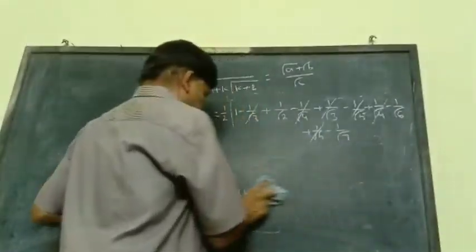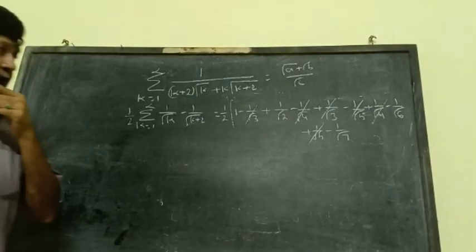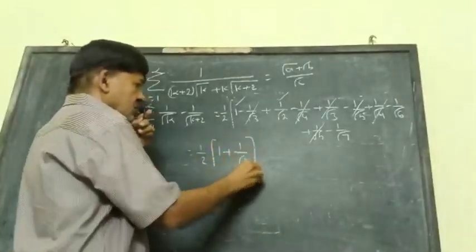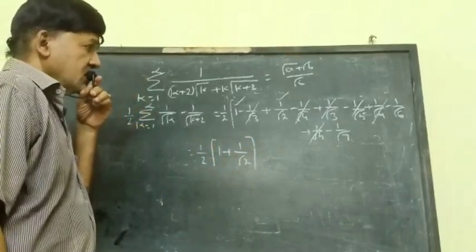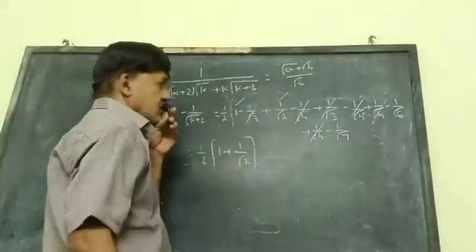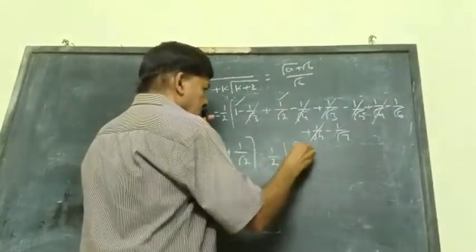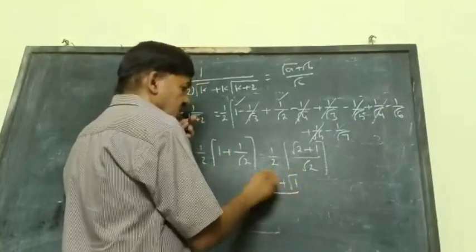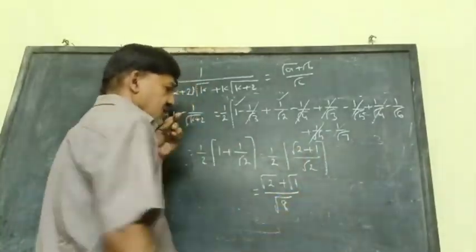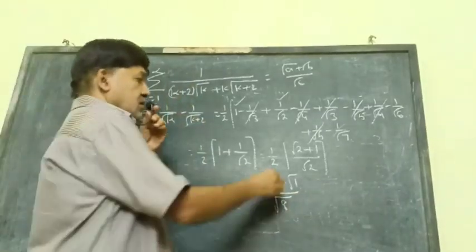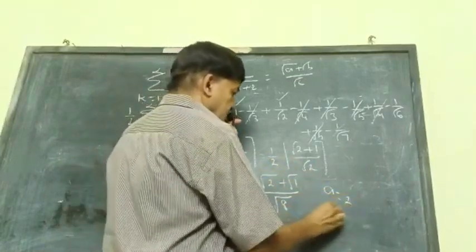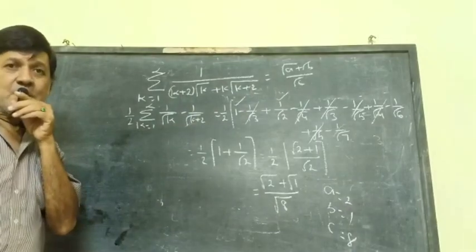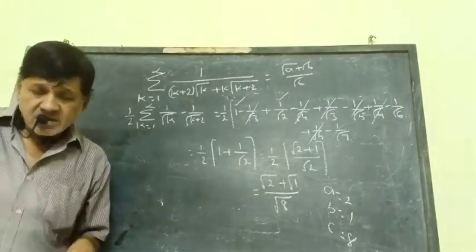When all terms vanish, what are the remaining terms in this series? Only these two. So 1 by 2 into (1 plus 1 by root 2), you will get like this. Okay, understood? All will cancel except these two terms. So this is 1 by 2 into (root 2 plus 1) by root 2. This is root 2, this is root 1, send the 2 inside it. Root 8 you will get, correct? This is root 8. So a is 2, b is 1, c is 8. Hence you can estimate a plus b plus c. Very simple, a simple mains question like this. Right? Okay.